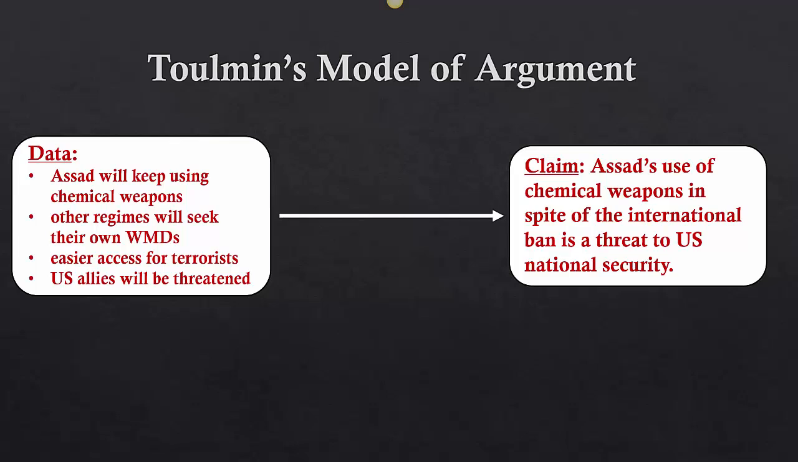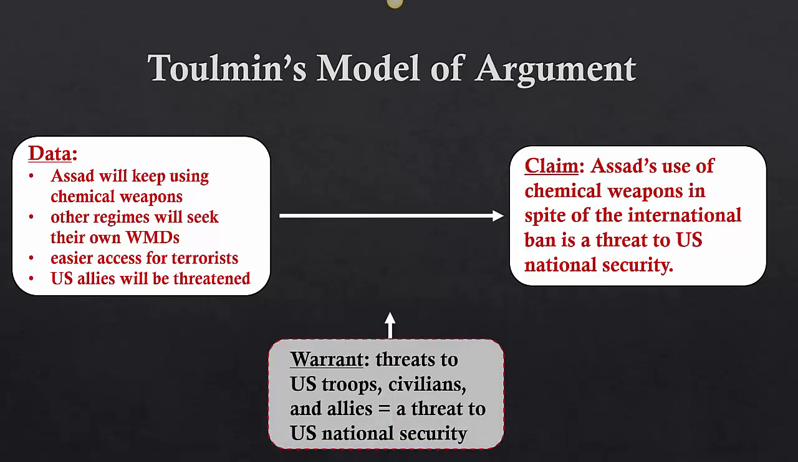So we've got all of these various pieces of evidence that are being used to support the claim that Assad's use of chemical weapons is a threat to national security. But what we don't have yet in our analysis is how Assad's use of chemical weapons, other regimes trying to get WMDs, easier access of these weapons to terrorists, and the threat to U.S. allies such as Jordan, what do these things have to do with national security? What is the link? And Obama provides it both explicitly and implicitly.